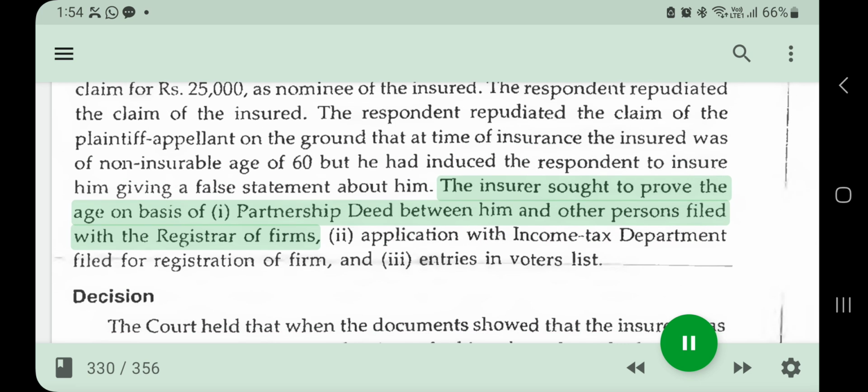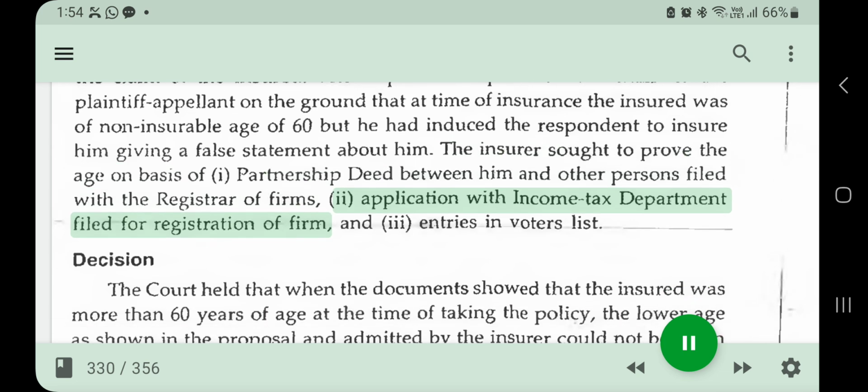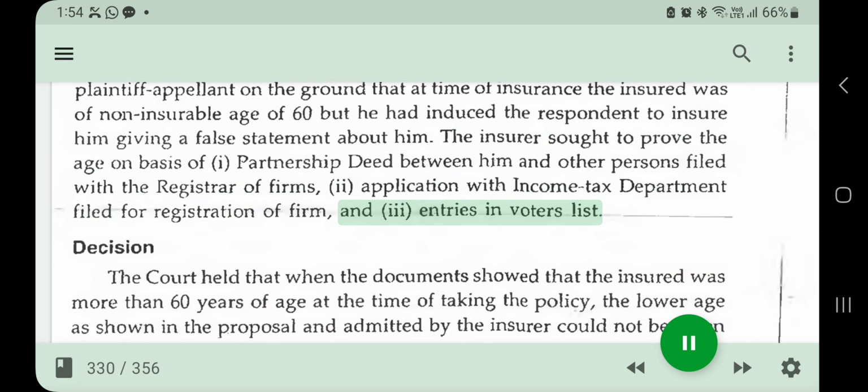The insurer sought to prove the age on the basis of (i) partnership deed between him and other persons filed with the registrar of firms, (ii) application with income tax department filed for registration of firm, and (iii) entries in voters list.